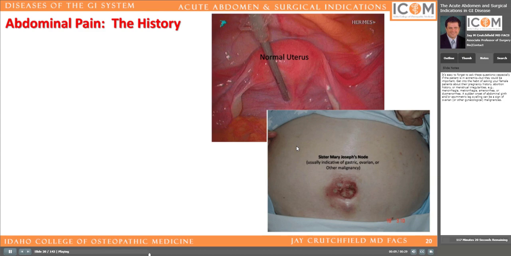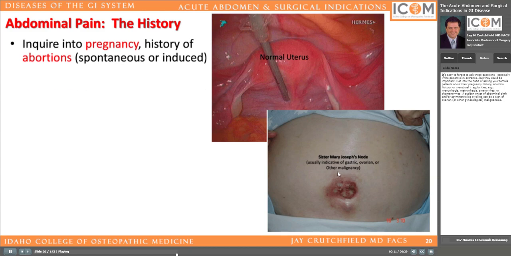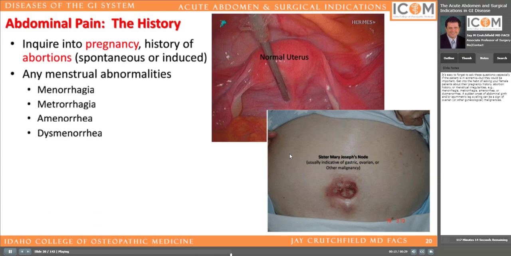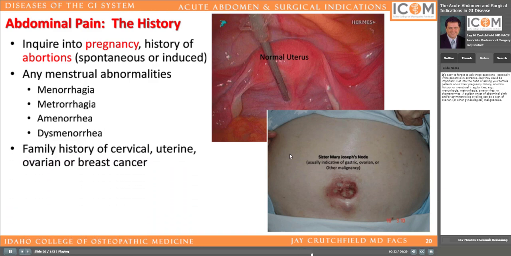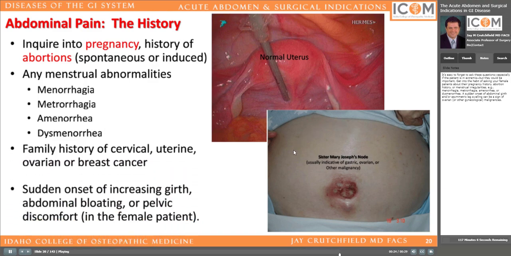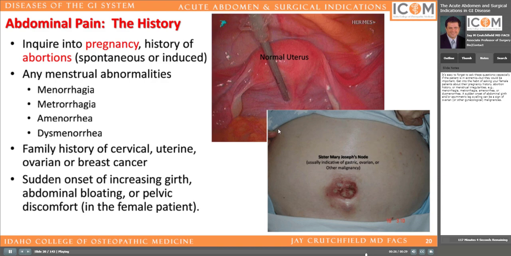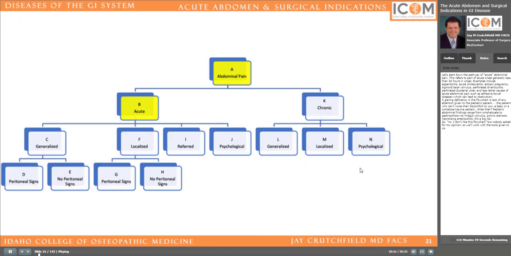Get into the habit of asking your female patients about their pregnancy history, an abortion history, or menstrual irregularities. For example, menorrhagia, metrorrhagia, amenorrhea, or dysmenorrhea. A sudden onset of abdominal girth and/or asymmetric leg swelling can be a sign of ovarian or other gynecological malignancies. Let's start down the pathway of acute abdominal pain.